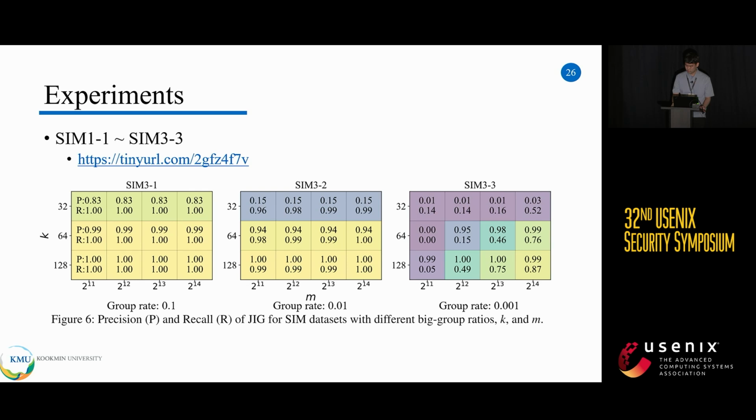Here are the results of big group identification with the simulated dataset. Even when the group rate was as low as 0.01 and especially 0.001, very little memory and very few hash operations were used to achieve high accuracy.